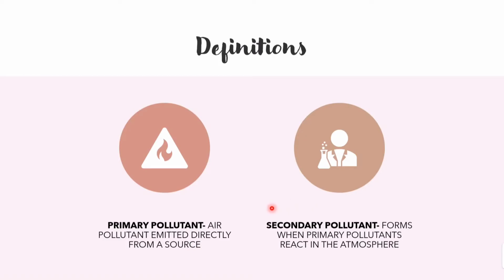And then we have a secondary pollutant, and this is formed when a primary pollutant reacts in the atmosphere. So when primary pollutants react under sunlight, under UV radiation in the atmosphere, they form these secondary pollutants, for example, ozone. Now we're going to look at complete and incomplete combustion.